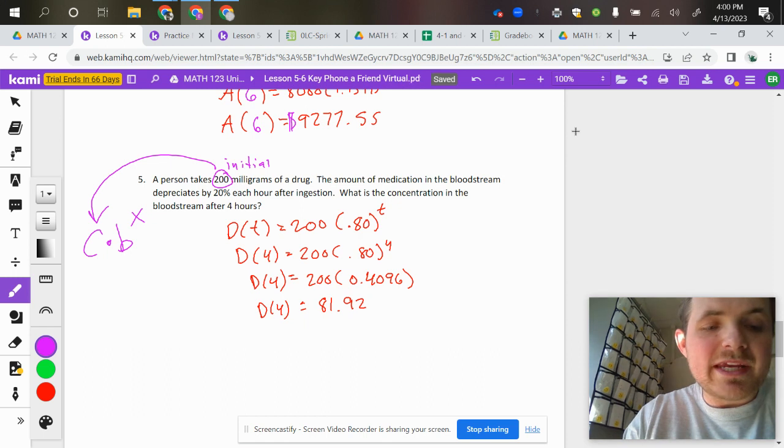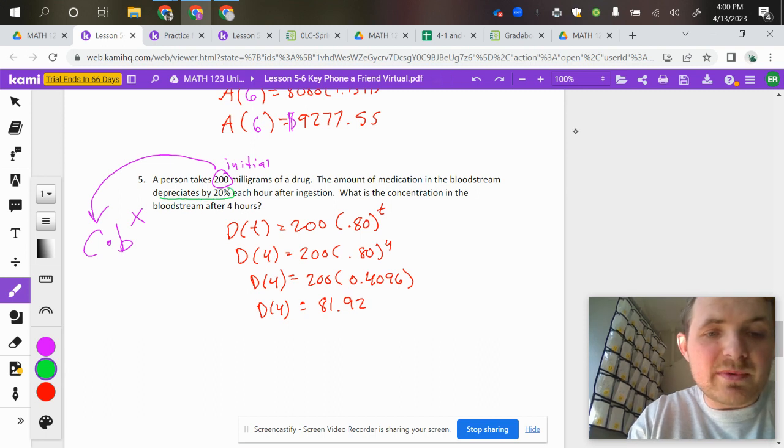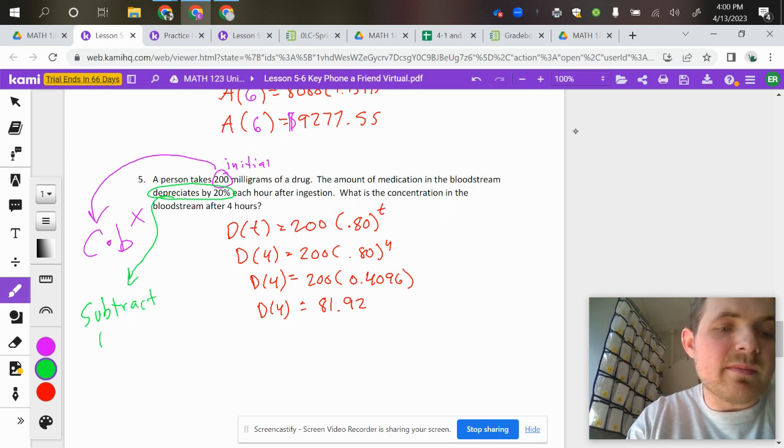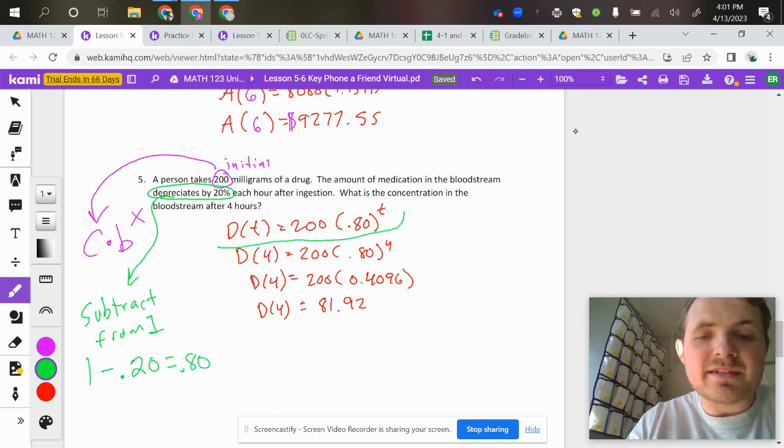And then we either add or subtract. So this says depreciates, depreciates by 20%. So we have to subtract 20% from 1. Okay, so 20% is 0.20, giving me 80% or 0.8 as my B value. So that's why we got this right here.